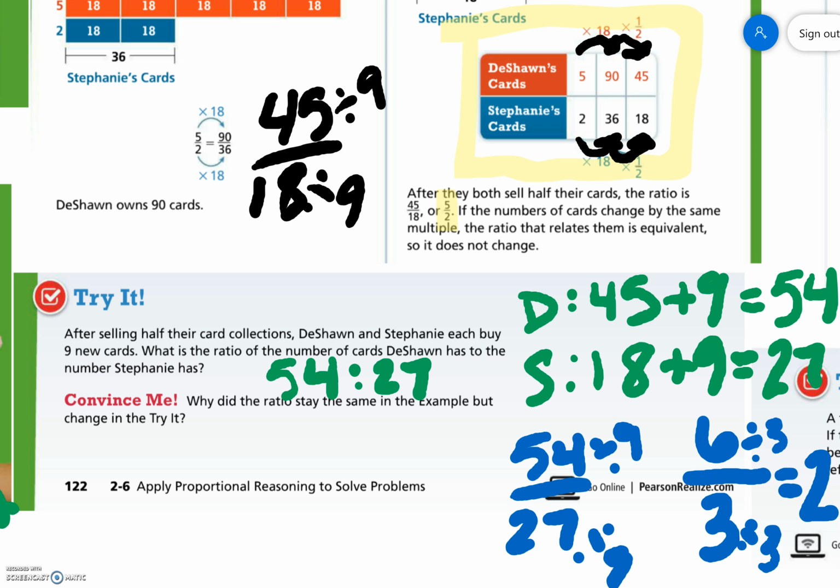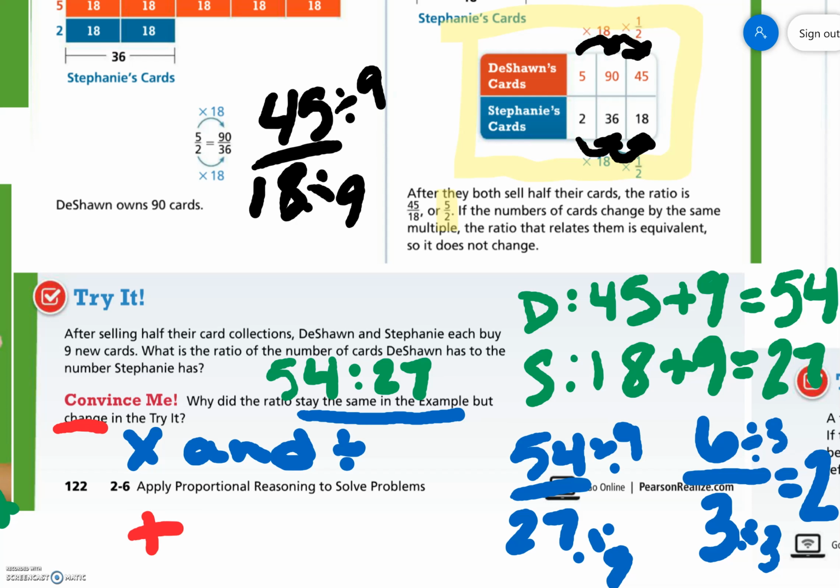So the ratio stayed the same in the example because we were multiplying and dividing. It changed in the try it because we added. It would also change if we were to subtract. So always multiplying and dividing keeps the same ratio.